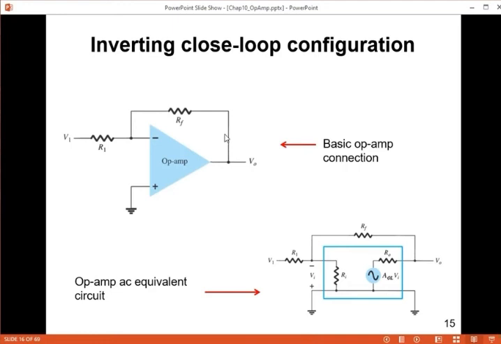Okay, so for this closed loop configuration, we can sketch the AC equivalent circuit. We will have R1, Ri, and the RO in series with the AOL gain or open loop gain multiplied by the V in. And the RF is actually the resistor that is connected from the output to the input. So this will be the AC equivalent circuit for this simple closed loop arrangement.